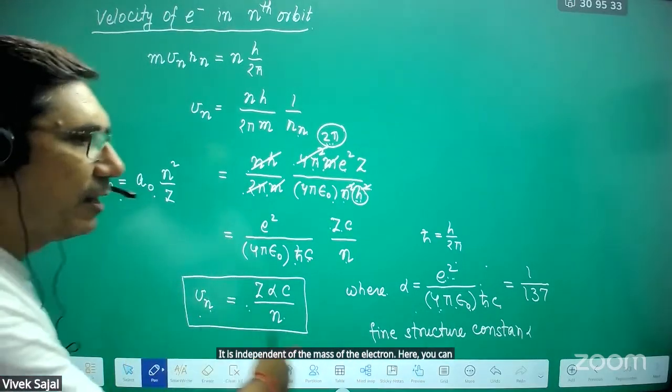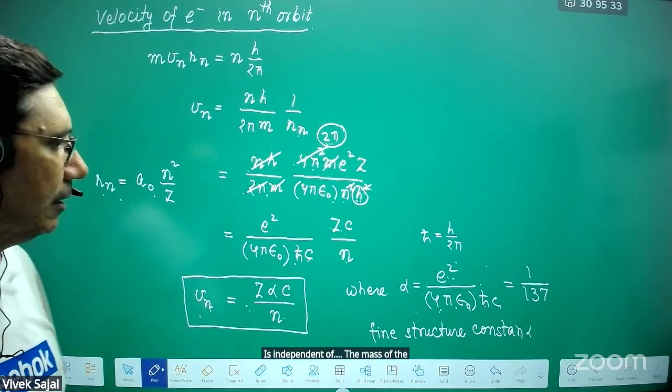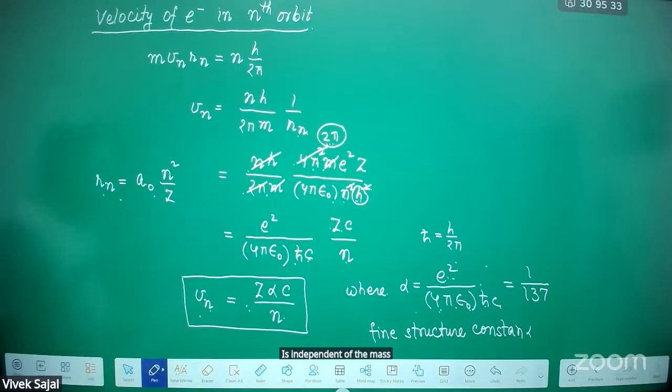Here you can write: velocity of the electron in the nth orbit is independent of the mass of the electron. It is like this.